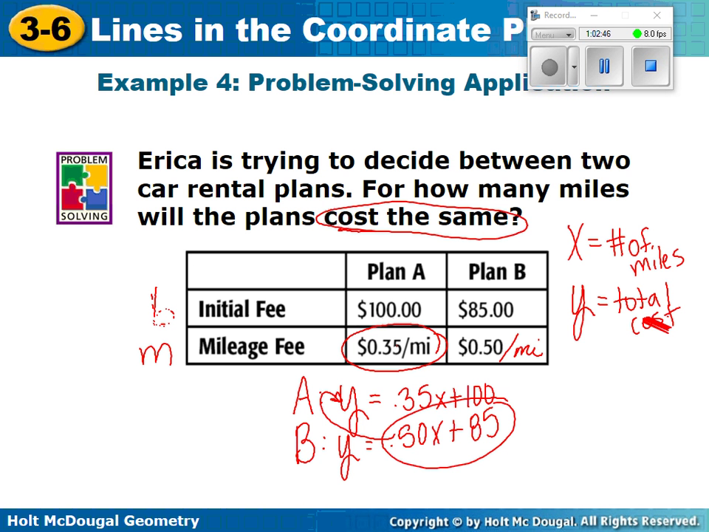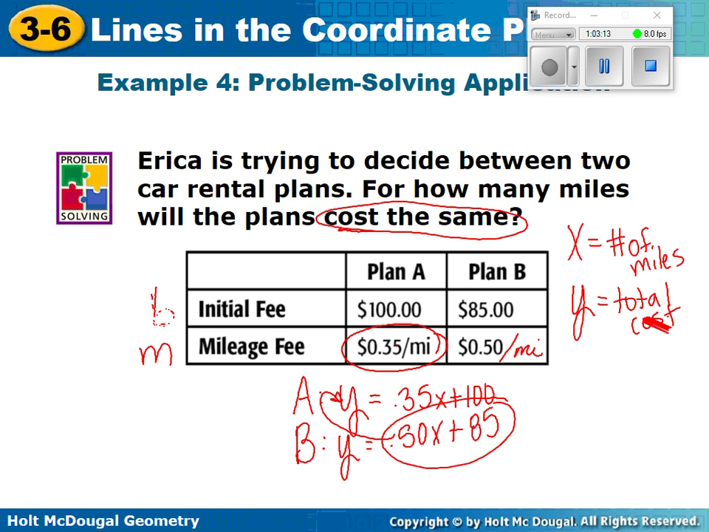Miles. And so make sure you write me a sentence if it is a word problem like this. So for how many miles will the plans cost the same? The plans will cost the same. You sure could write it that way. That would be awesome. The plans will cost the same at 100 miles.